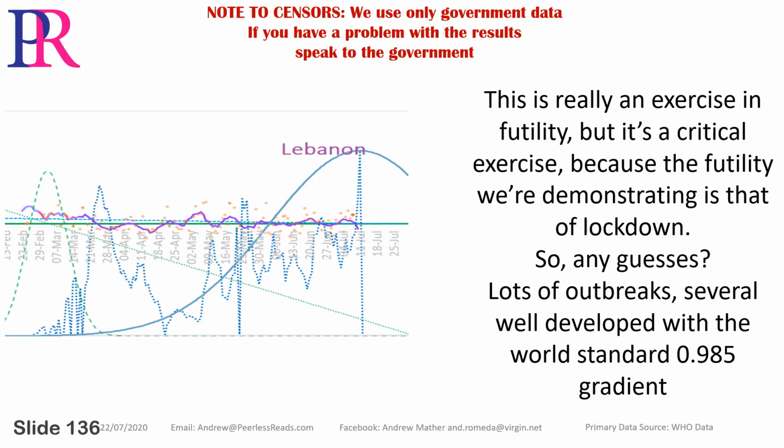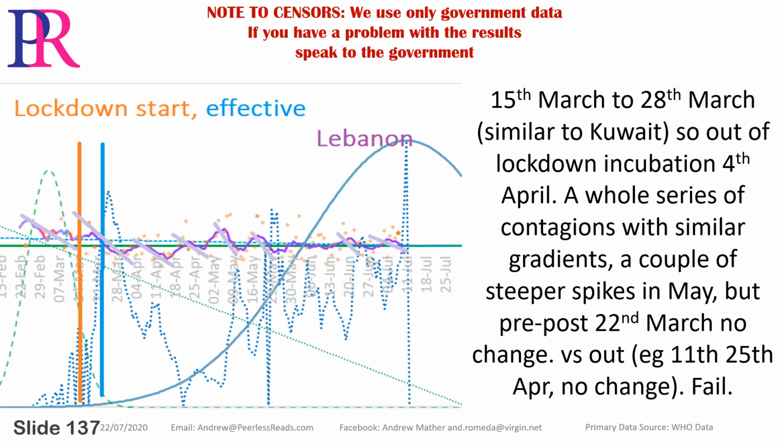This really is an exercise in futility, but it's a critical exercise because the futility we're demonstrating is that of lockdown. So any guesses? Lots of outbreaks, several well developed with the world standard 0.985 gradient. 15th March to 28th March, similar to Q8, so out of lockdown, incubation 4th of April. A whole series of contagions with similar gradients, a couple of steeper spikes in May, but pre-post 22nd March, no change, versus out, e.g. 11th, 25th April, no change, fail.